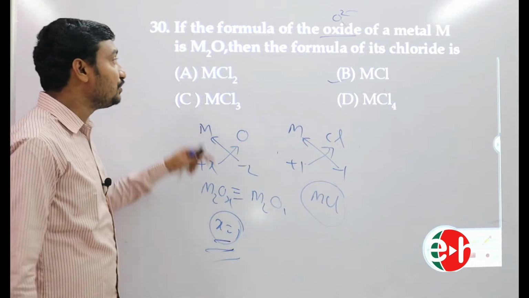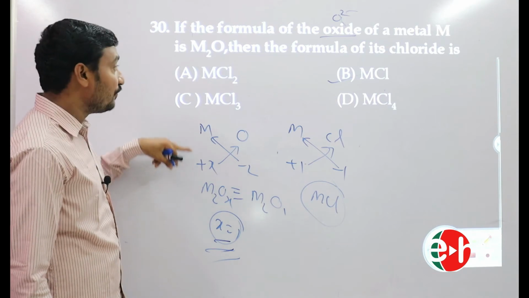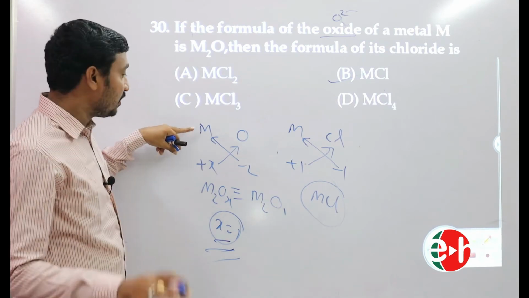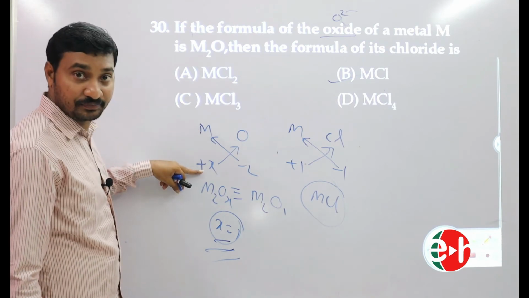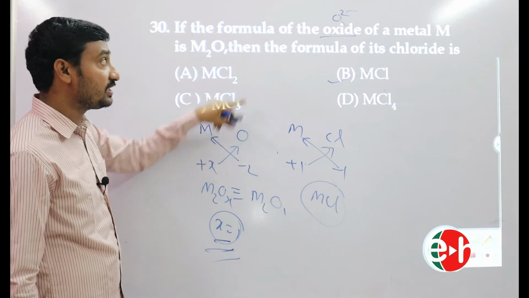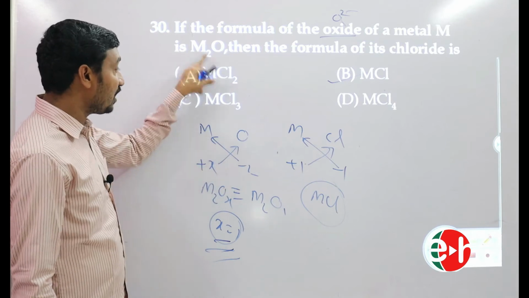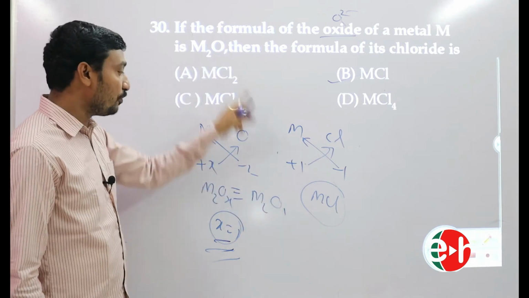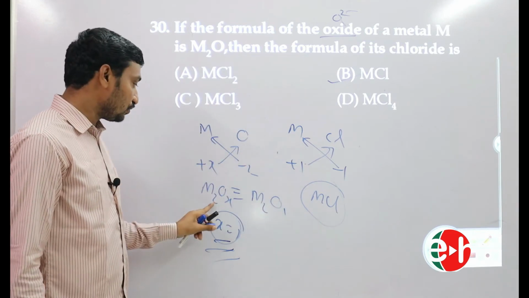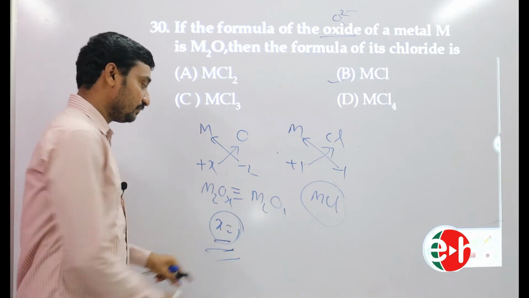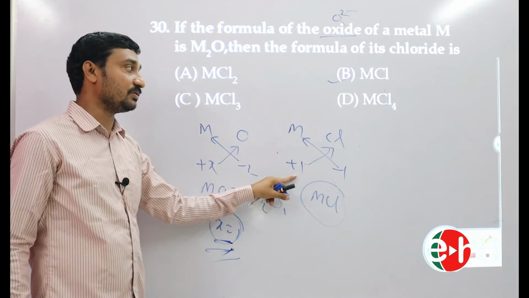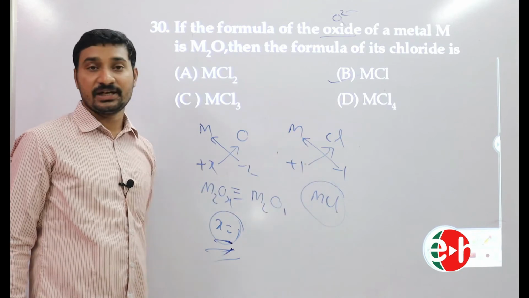Got it? First you find the charge on the metal. We don't know the charge on the metal, so say plus X. Oxide charge we know is minus 2. So M2OX, given formula M2O, means here 1 is there. So 2 is to X as 2 is to 1, so the charge on the metal is plus 1. Chloride is minus 1. Then MCl is the formula.